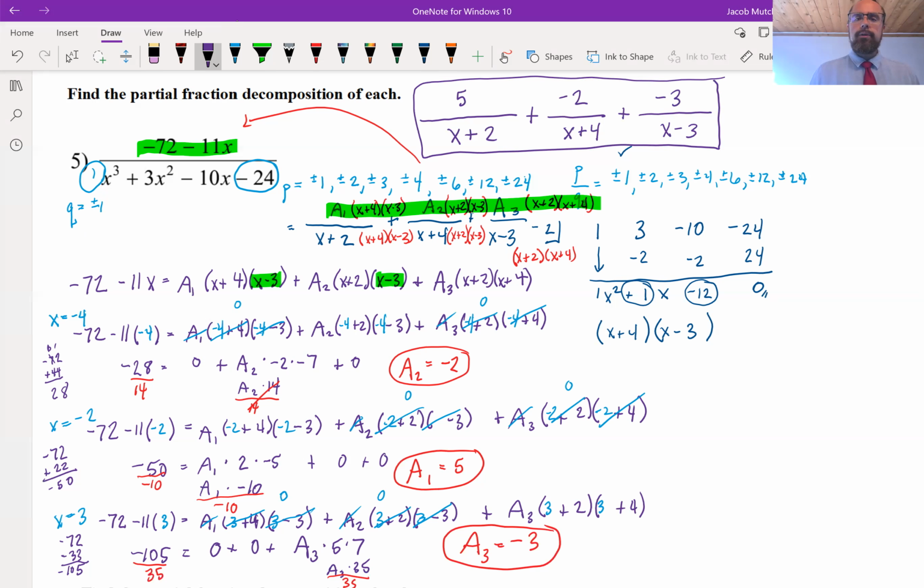And this task really will come in useful in calculus when you're integrating rational expressions. It just makes it easier.